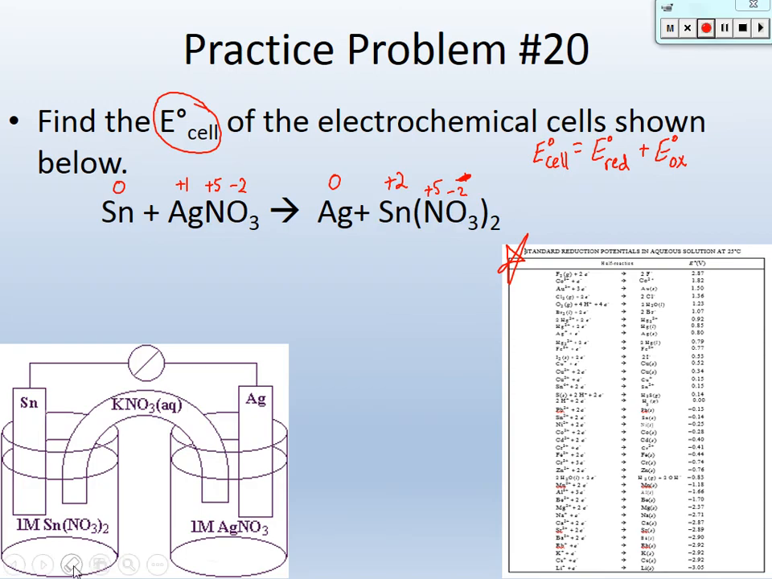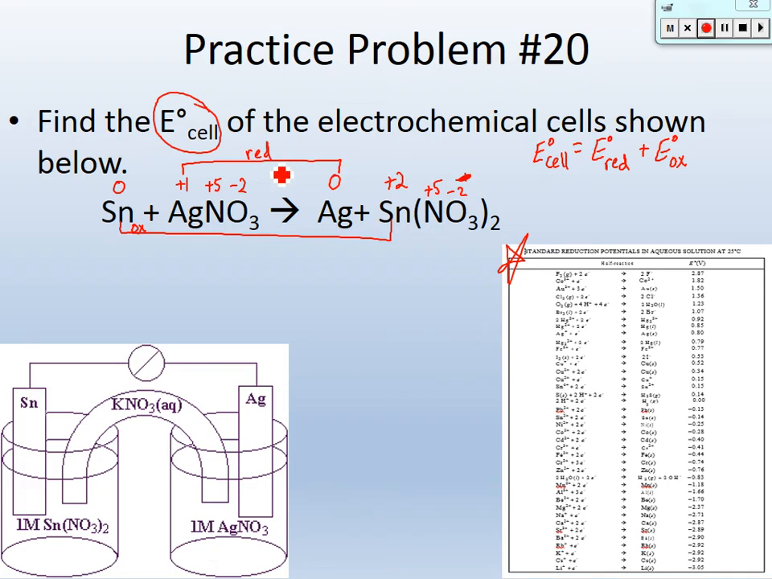Okay, so let's go on and figure out which one is being oxidized and which one is being reduced. So if you look at this, which one is seeing its oxidation number go up? And the answer to that would be Sn, or tin, is being oxidized, because it's going from 0 to +2. Which one is seeing its oxidation number go down or be reduced? And the answer to that one is silver. Okay, that's our reduction.